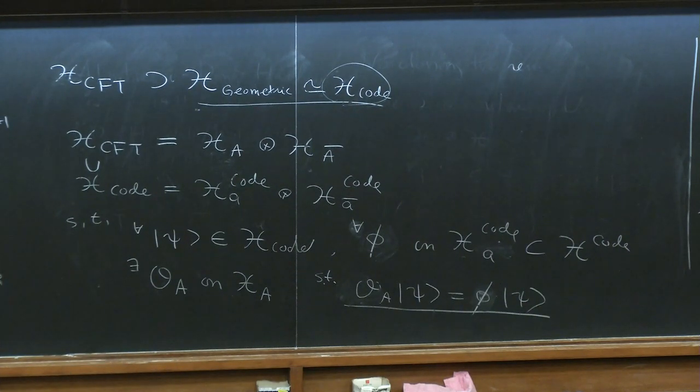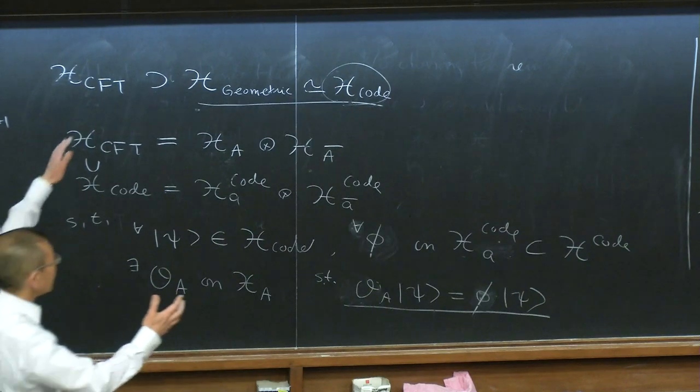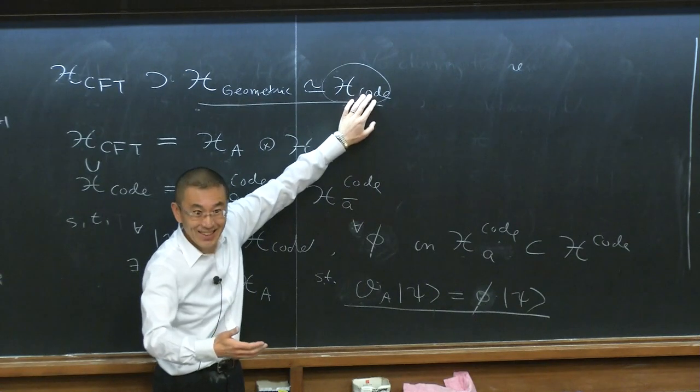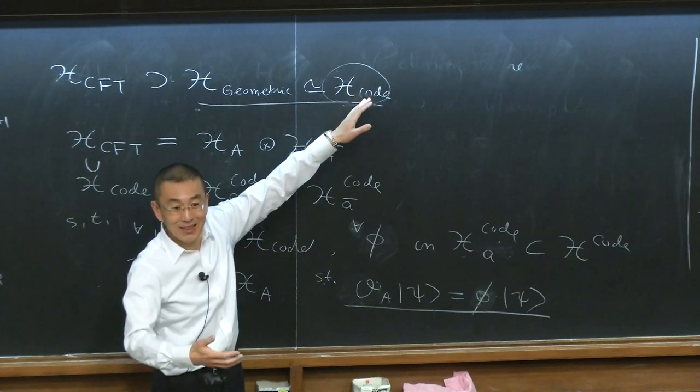Sorry? H. Yeah, the Hilbert space of the conformal field theory on the boundary. So the statement of the AdS/CFT correspondence, I repeat, is that the full Hilbert space of the gravitational theory in AdS is isomorphic to the full Hilbert space of the conformal field theory on the boundary. And in it, there are states which can be described in terms of geometry and small excitations, and that's what I'm calling the code subspace.